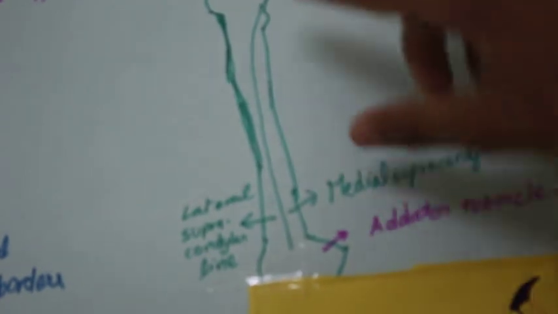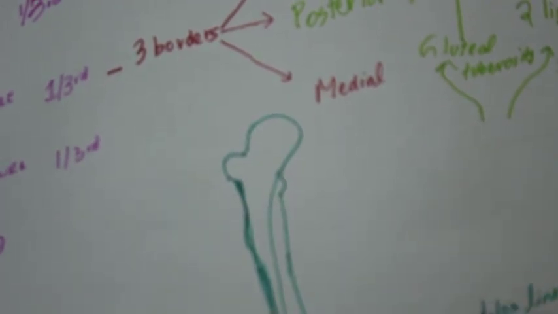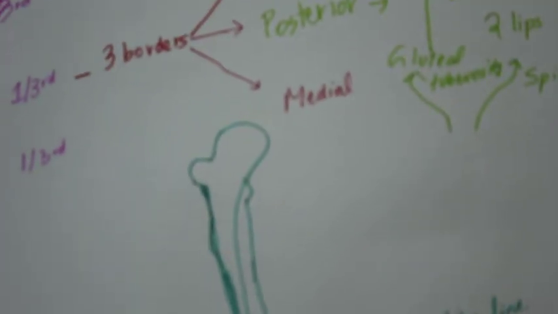The upper 1/3 is defined clearly. The medial lower 1/3 is between the medial border, this is the medial border, and the medial supracondylar line. So it's between these two.